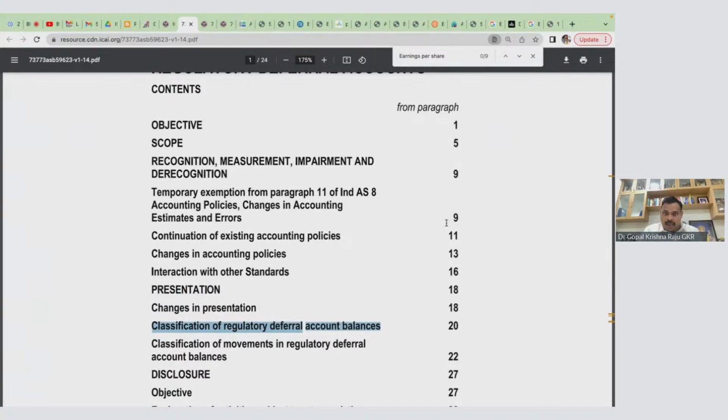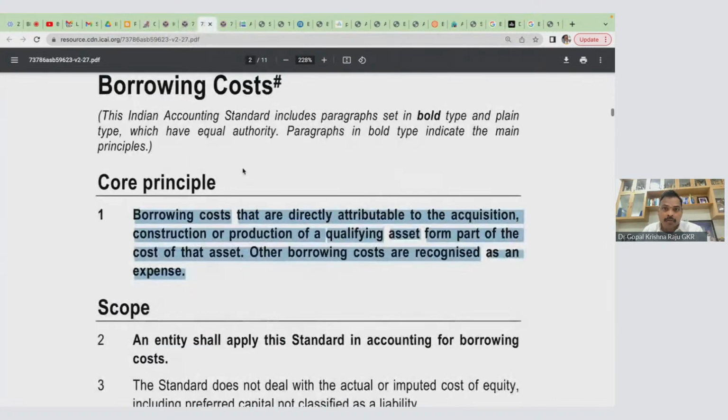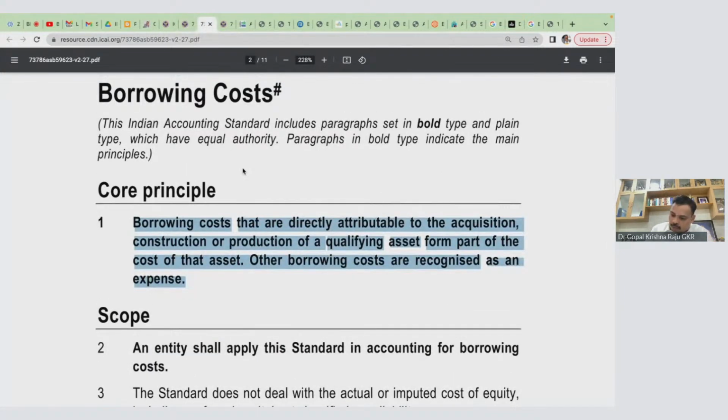Torrent Pharma, that is not applicable. Of course, the pharmaceutical industry, provided you do a generic drug and a special drug, then the drug price control order is also applicable for certain drugs. So what are regulatory deferral account balances? Why do they have to come? You need to understand. Only after going through this, you have a connect between this 114 and 33.